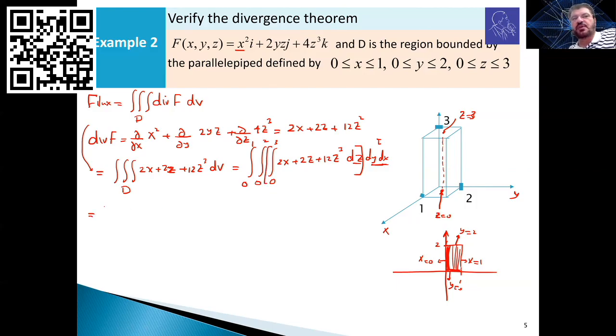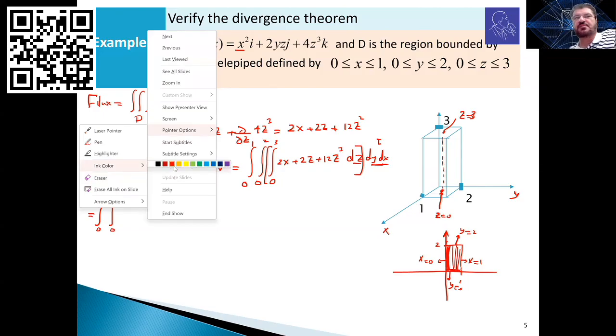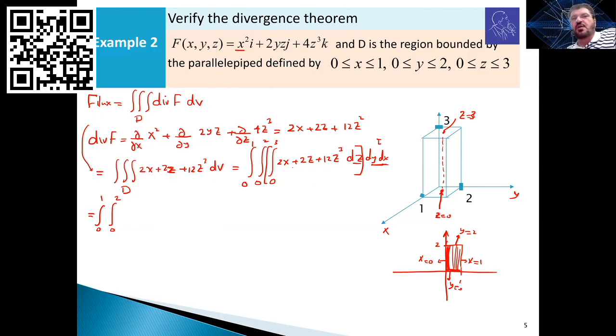So this is equal to the integration from 0 to 1, integration from 0 to 2. Now we can go inside and integrate the inner part. What's the integration of 2x with respect to z? It's 2xz. Plus, what's the integration of z? z squared over 2 goes with this 2, so you have z squared. Plus, what's the integration of z cubed? It's z^4 over 4. 4 with 12 is 3z^4, and this is from 0 to 3. And we say dy dx.